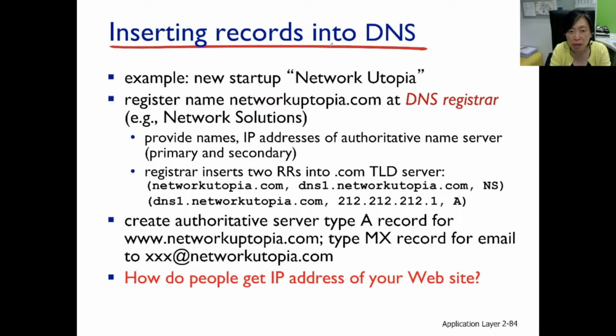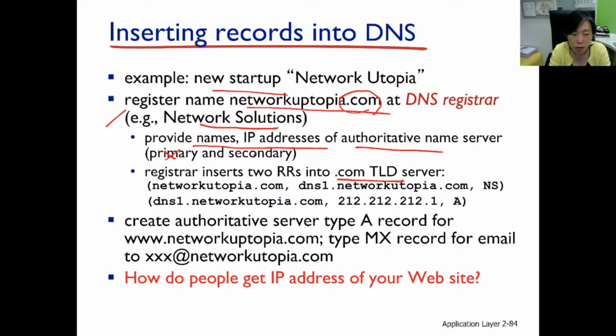Now let's try to put our knowledge into use. So here the scenario is you need to set up your network for a startup, network utopia. All right, so two things you need to do. First, register your domain name with the DNS registrar. Now, being a .com, you talk to this company, Network Solution, who maintains the .com TLD server. Second, you also provide the name and IP address mapping of the authoritative DNS server you'll be setting up. There could be a couple of them, just in case the first one fails, there's a backup.